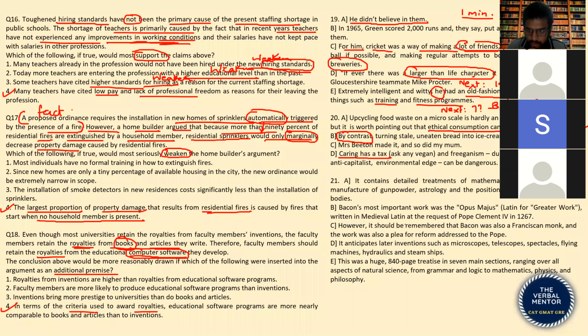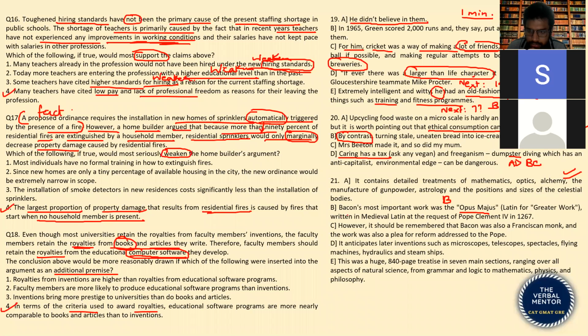21. Even this level you should be able to solve. How? B was the obvious opening sentence. It introduces a work, Opus Majus, by this guy Bacon. After B, E gives us a description of the work. This was a huge 840-page treatise. Then A describes it further, the content of this work. It contains detailed treatment of mathematics, and so on.